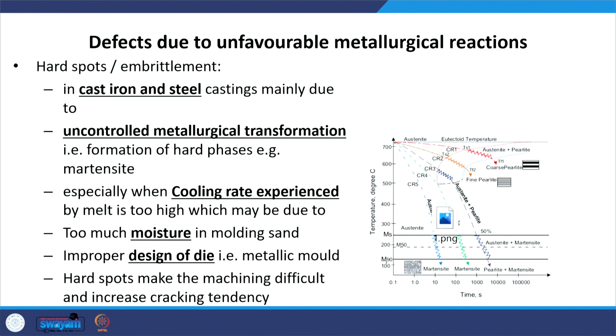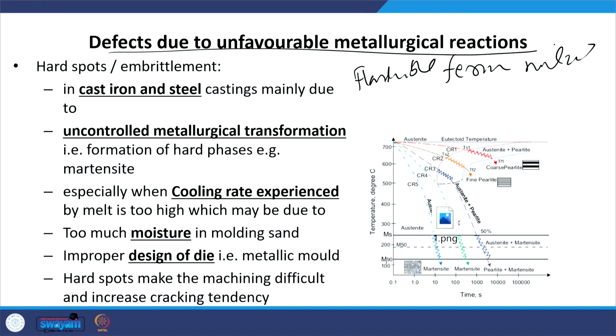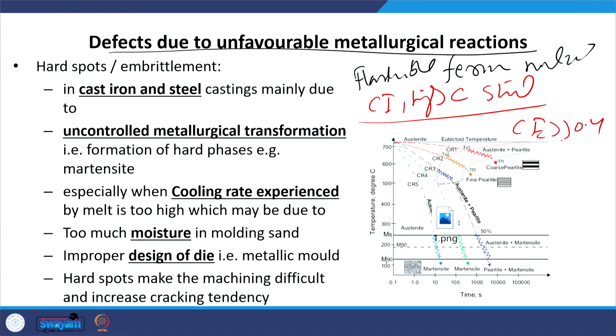Now, another major problem in terms of cracking is caused by metallurgical reactions, especially in the case of hardenable ferrous metals. Hardenable ferrous metals like cast iron, high carbon steels, and a lot of steels which show a carbon equivalent greater than 0.4, show greater hardenability.